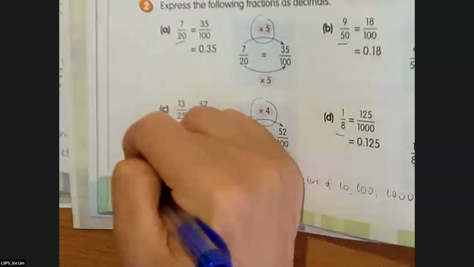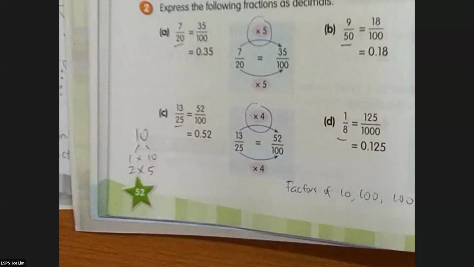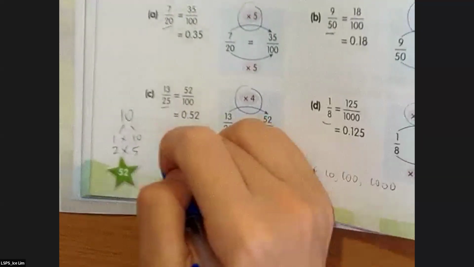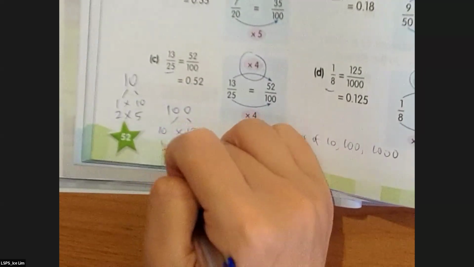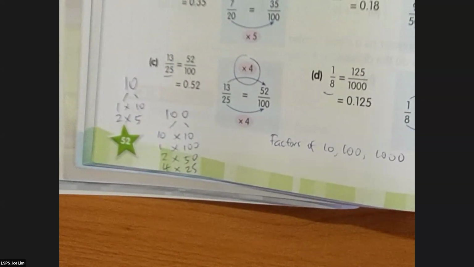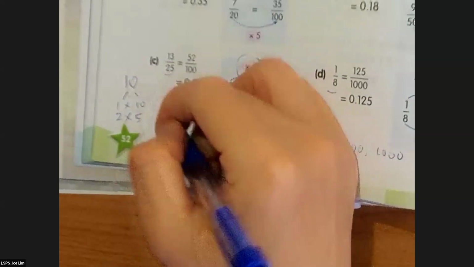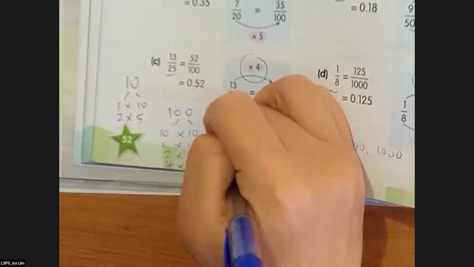So for 10, 10 can be 1 times 10, 2 times 5. Anything else? Oh, that's 400. So 400 is 10 times 10, 1 times 100, 2 times 50. What else? Yes, Marianne? 4 times 25. Very good. Anything else? 5 times 20.